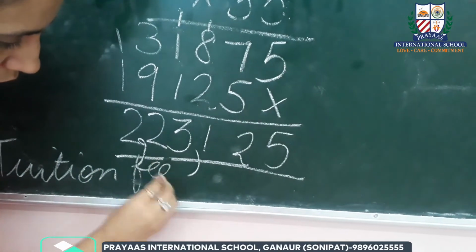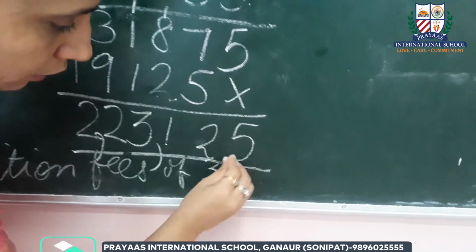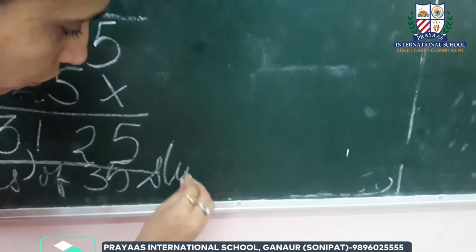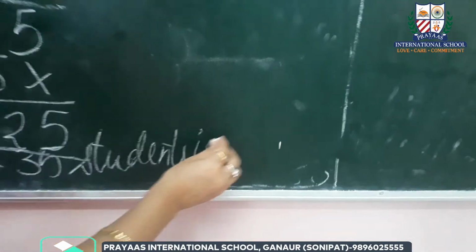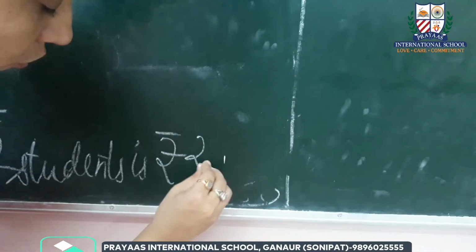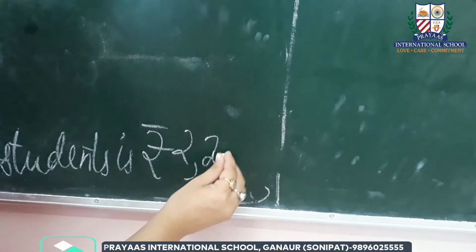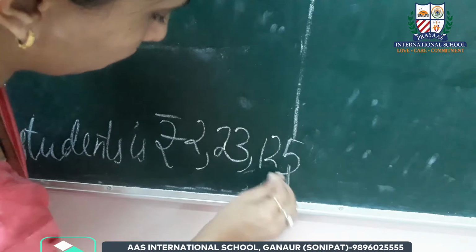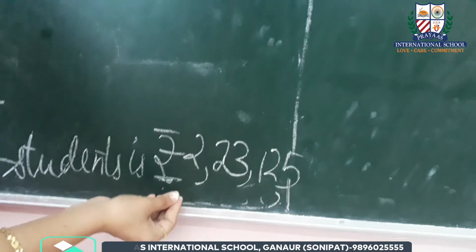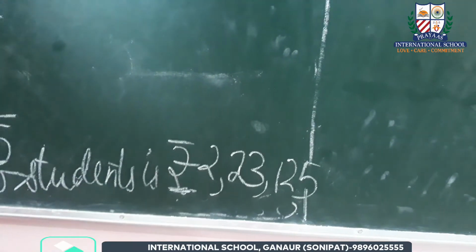Tuition fees of 35 students is rupees 2,23,125. You have to write the rupees symbol, otherwise your half marks will be deducted for this thing only.